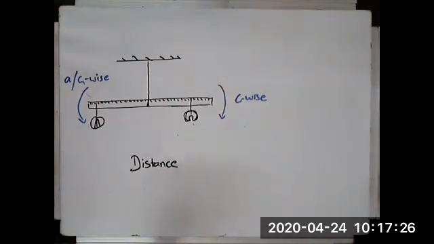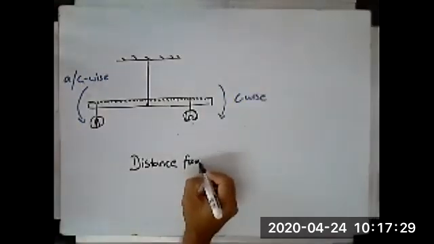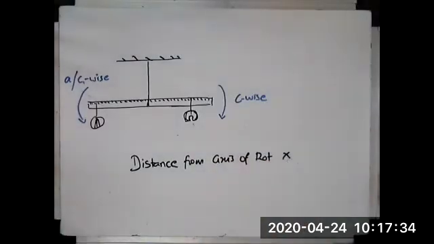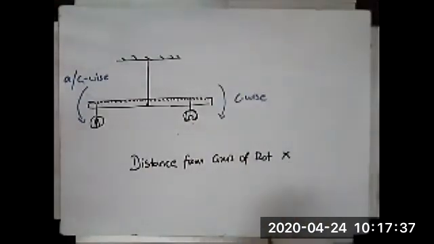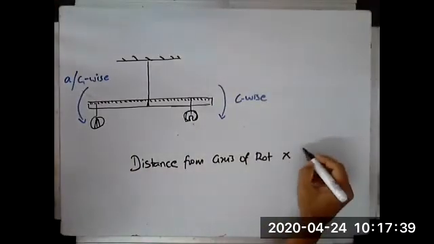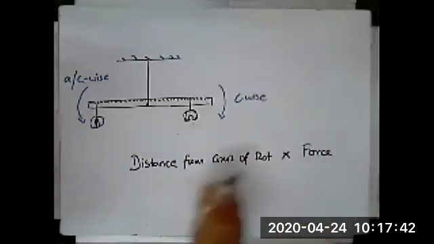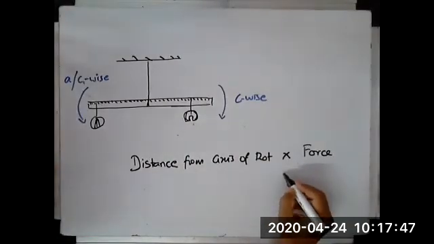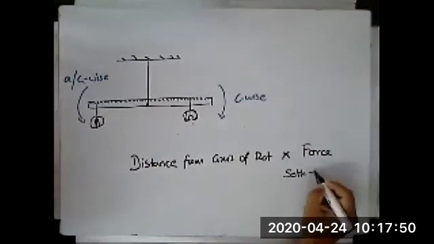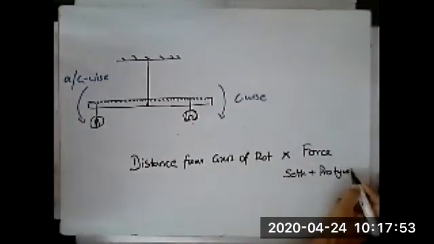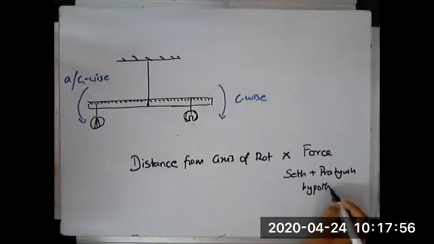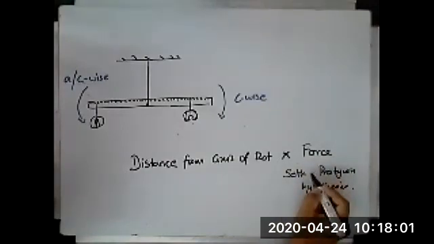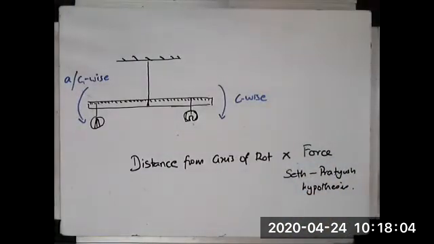So Seth said distance from axis of rotation times, he said mass, but mass is not a force, and Pratyush said force. But Pratyush just wrote distance, so he didn't write distance from axis of rotation. So this is Seth plus Pratyush hypothesis. Okay, by the Seth-Pratyush hypothesis, we can put it like that.